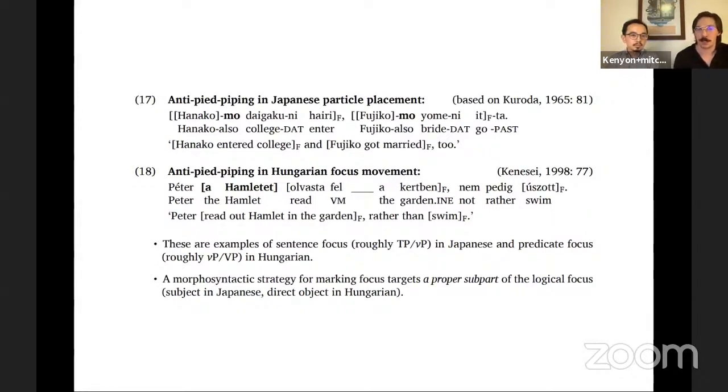Something similar is going on in Hungarian. In the Hungarian example in 18, here you have two VPs being marked contrastively. We mentioned before that there's movement of a focused element to a preverbal position. You might expect nothing to move. It's the verb phrase itself that's focused, but what we see instead is that in the first conjunct, it's the object that moves to this preverbal position. So what we see in each case is that there's some morphosyntactic strategy for marking focus, targeting a proper subpart of what's logically interpreted as being focused.